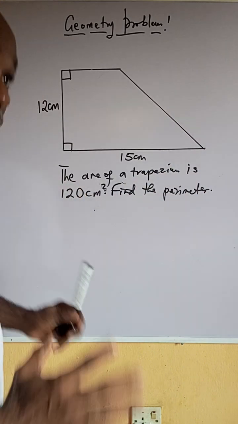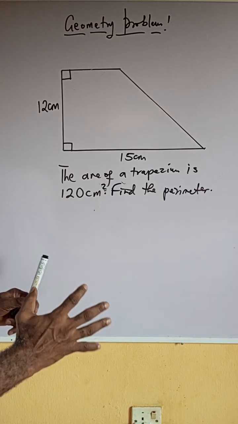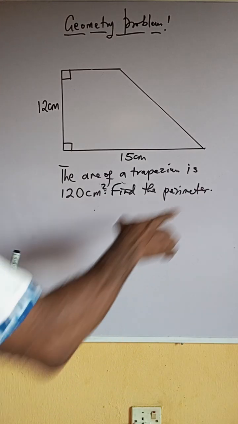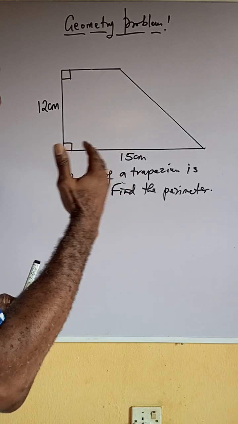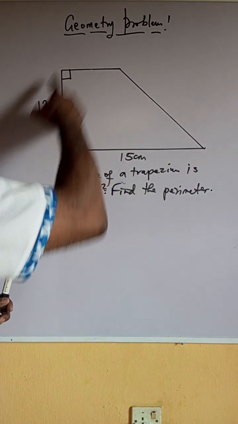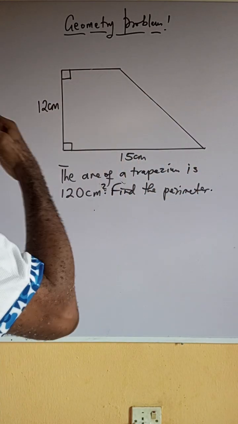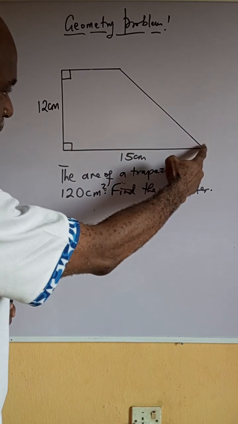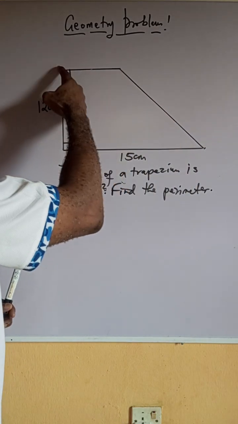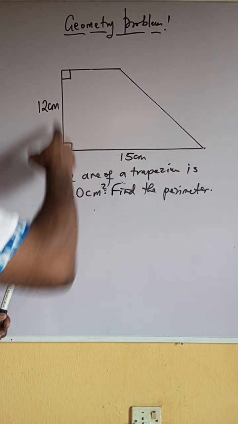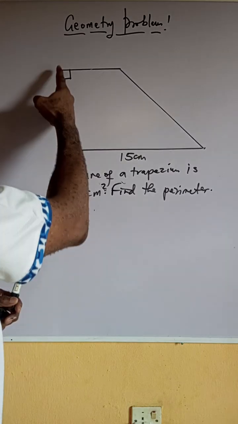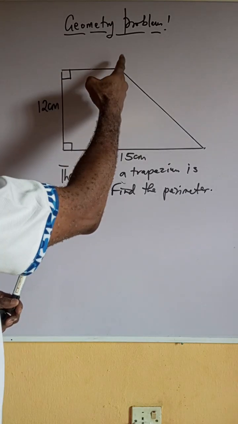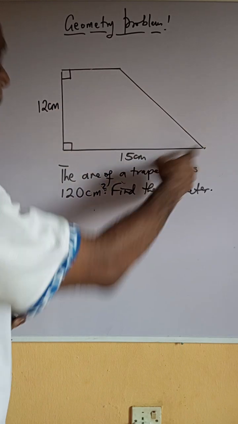And as we know, we cannot successfully determine the perimeter of this shape yet. Perimeter means the total distance around this figure, from here to here, plus from here to here, plus from here to here, and then from here to here. So we don't know this distance. We do not also know this distance.